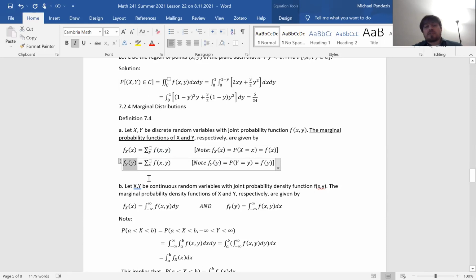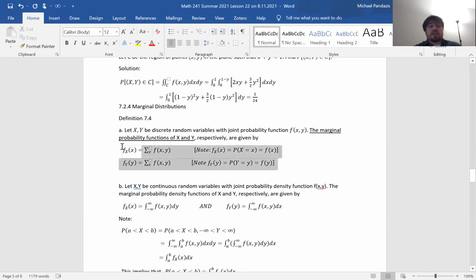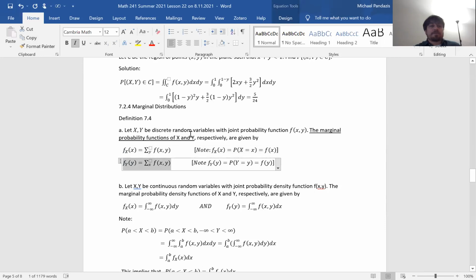Okay, and the marginal probability function of y is the sum over x of f of x comma y, because to find the probability that capital Y equals a fixed value little y, you fix little y here, and then you add up all the f of x comma y's as little x ranges over all its possible values. That way you find all the ways in which capital Y can be little y by adding over little x, f of x comma y. Okay, so those are marginal probability functions of x and y, this thing and this thing respectively.